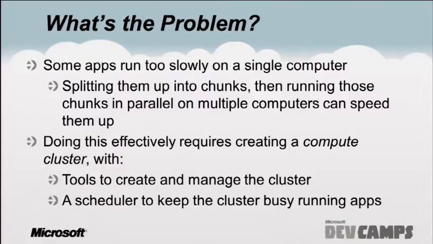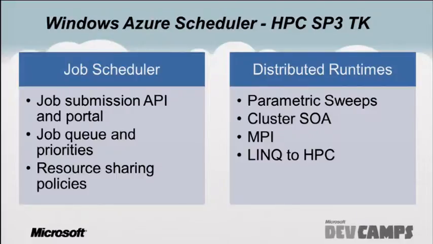Now, we need this, but we also need tools to create and manage this cluster. And we need a scheduler to keep the cluster busy such that you don't have machines that are just sitting there doing nothing. So what we've actually got for that is the Windows Azure Scheduler in the HPC Service Pack 3 training kit. And what that's got is a job scheduler, and that's got a job submission API and portal. It's got queues, which allow you to go and prioritize items, and resource sharing policies.